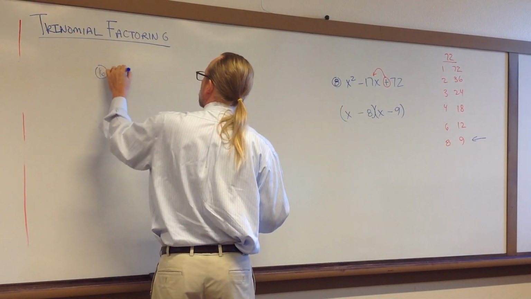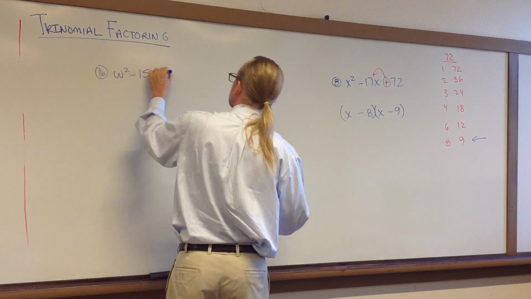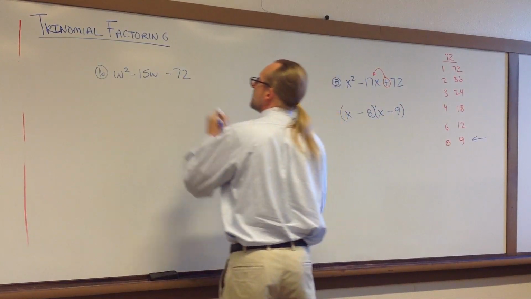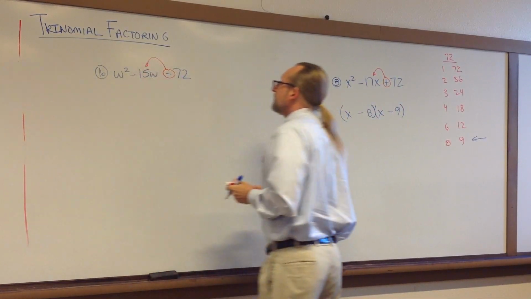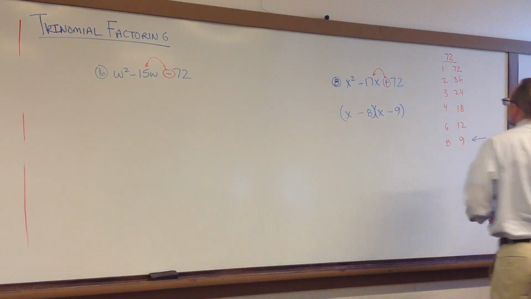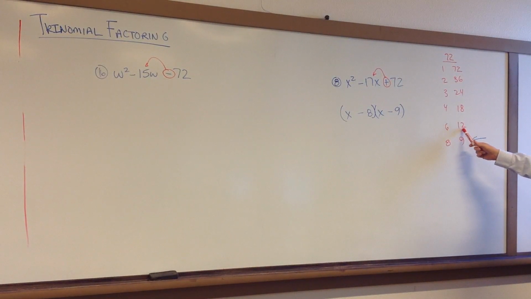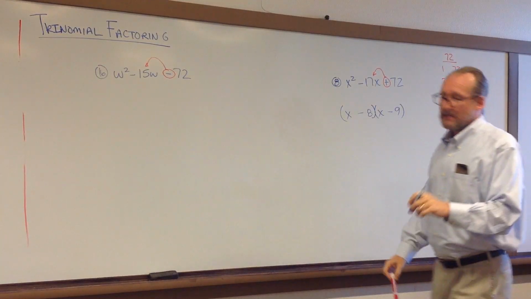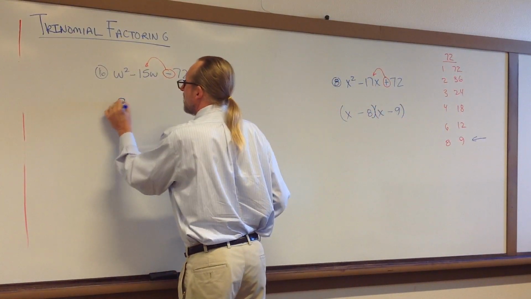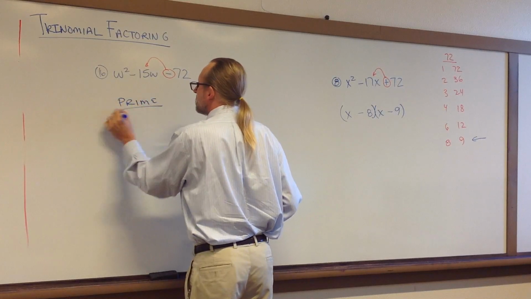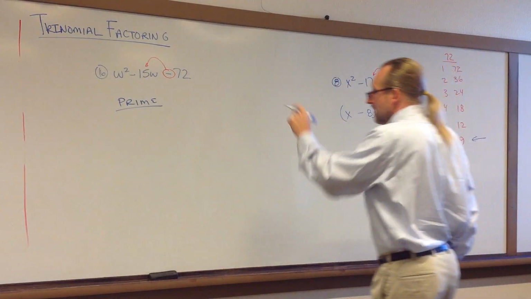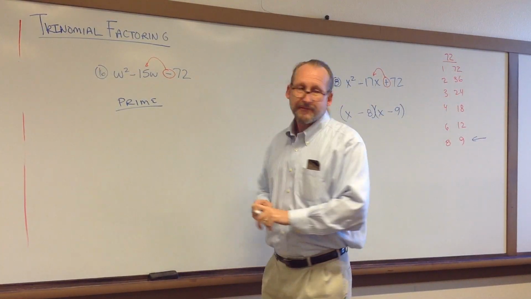16, w squared minus 15w minus 72. So now we want a factor pair that has a difference of 15. So let's see, do we have that here? This is a difference of 6. This is a difference of 14. This is a difference of 21. This one looks like it's going to be prime. And that happens from time to time. Although I can tell you I just made an answer key for all the odd problems, and they're all factorable. Okay? This one is actually not factorable.